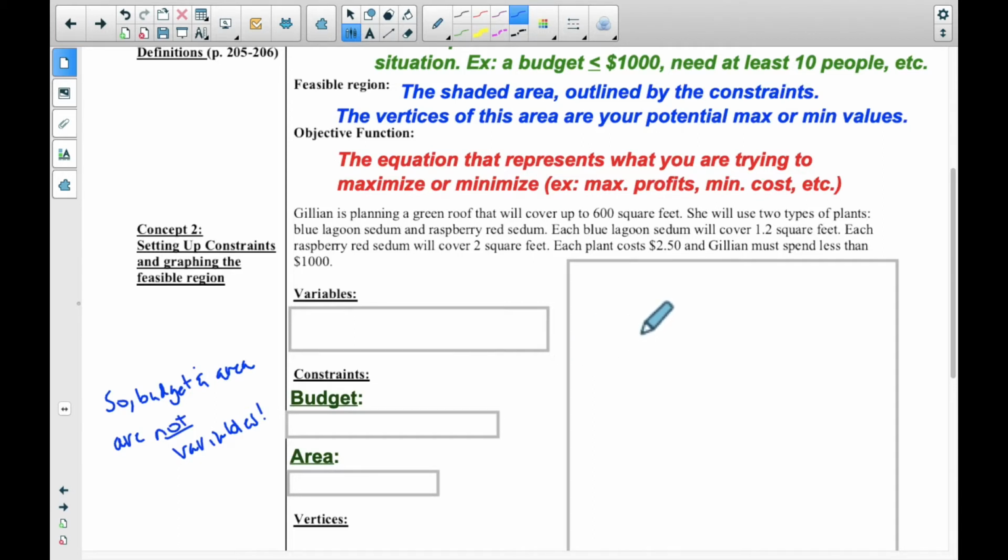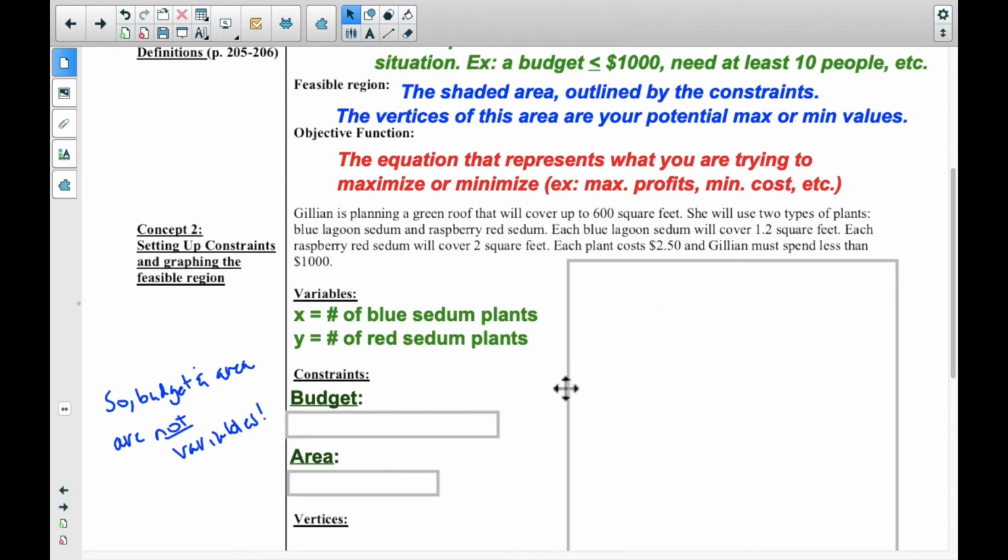Well, the other thing, and again, typically in this class, we're just dealing with two variables at this point. So what are two things that are here in this problem? We can say that X is the number of blue sedum plants and Y is the number of red sedum plants. I will encourage you, when you're defining your variables, to be specific. So don't just say blue sedum or red sedum. What about it? Is it the cost of each plant? Is it the area each plant takes? No, it's just the number of blue sedum plants and the number of red sedum plants.